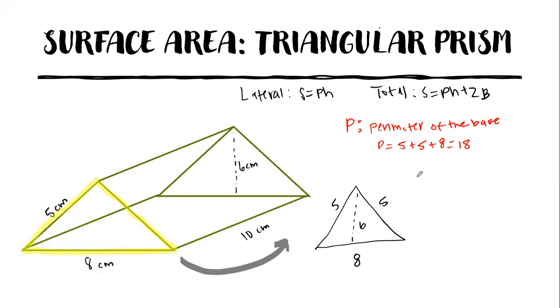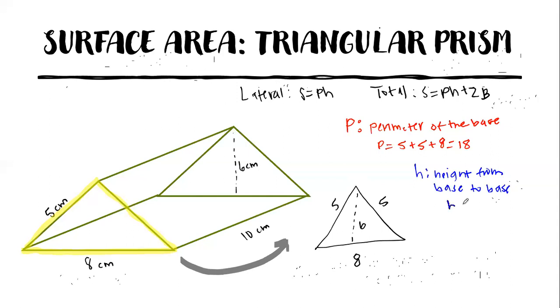All right, H stands for the height from base to base. Pause. Always think about this before you say, oh, 6 or just 10 or whatever. What is the height from base to base, from triangle to triangle? 10, yes. So from triangle to triangle, the height of this prism is 10.